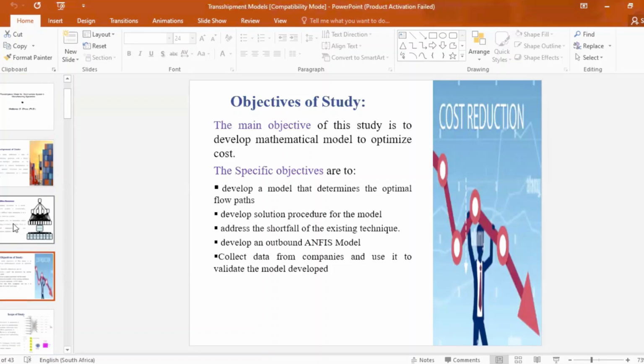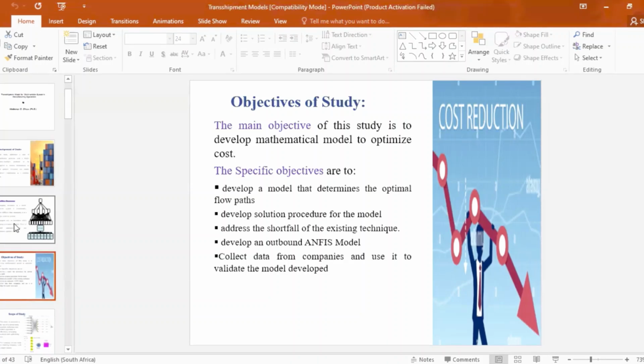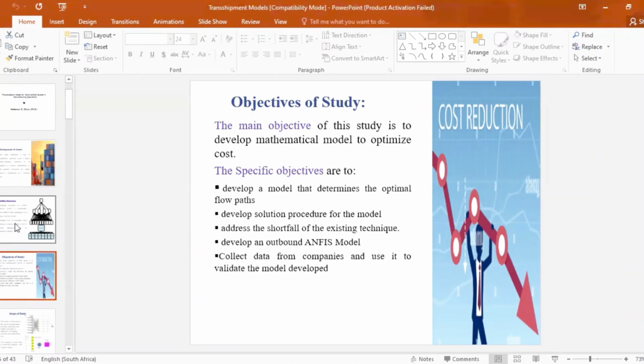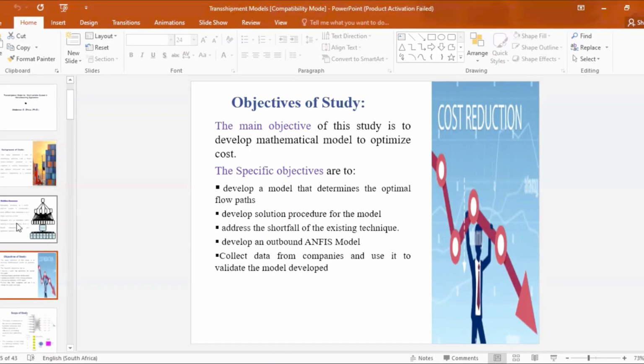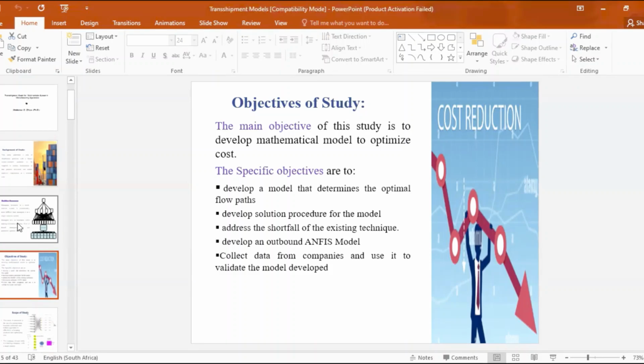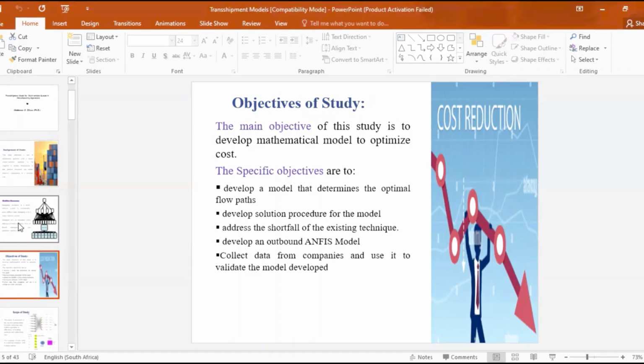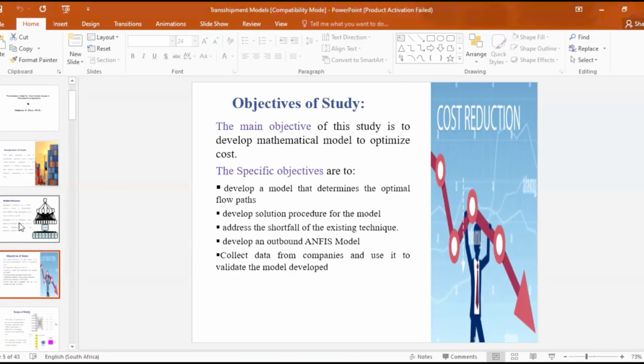Now I'll go straight to the objective. The main objective of this study is to develop a mathematical model to optimize the total cost of product distribution using two companies as case study. And the specific objectives include to develop a model that determines the optimal flow paths that minimize the cost of product distribution, develop a solution procedure for the model using meta-heuristic techniques, then address the shortfall of the heuristic techniques in use, and possibly develop an outbound hybrid adaptive neuro-fuzzy inference system, and finally collect data from the companies and use it to validate the model developed so as to achieve tractable and low solution costs.